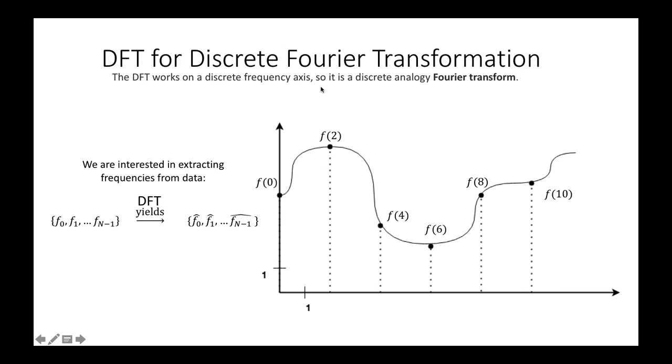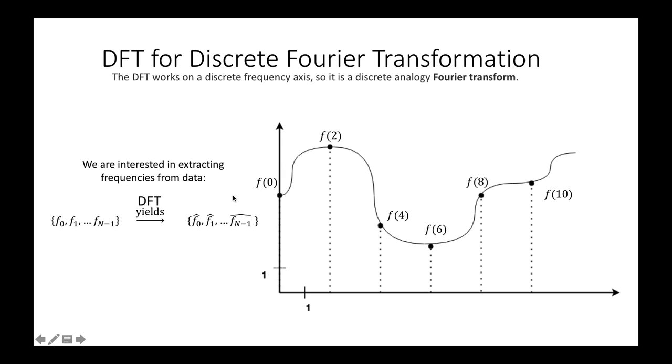DFT stands for discrete Fourier transform. And actually, discrete Fourier transform is just a discrete analogue of the Fourier transform. We have a function and we sample data, so we take some points on the function. And our discrete Fourier transform yields coefficients near specific frequencies. We'll discuss it in the next slide.